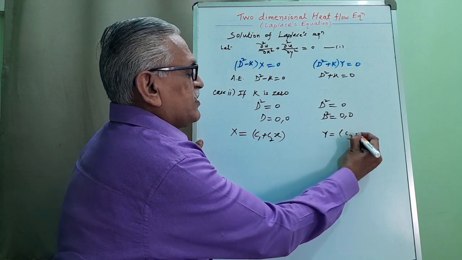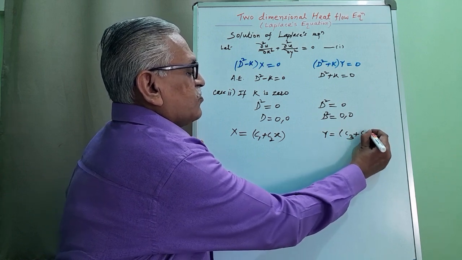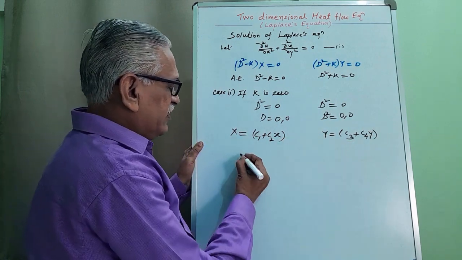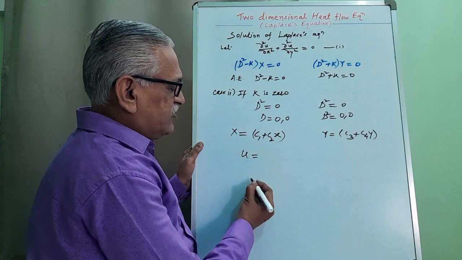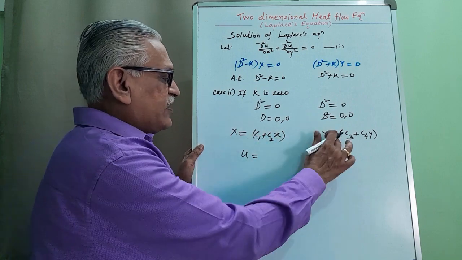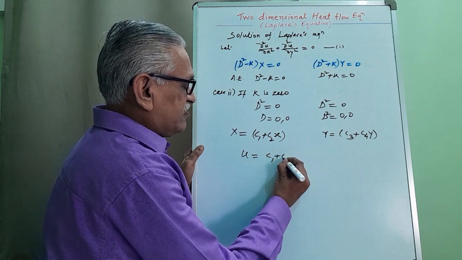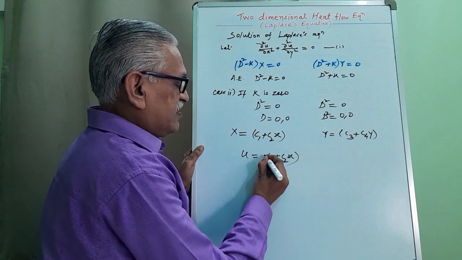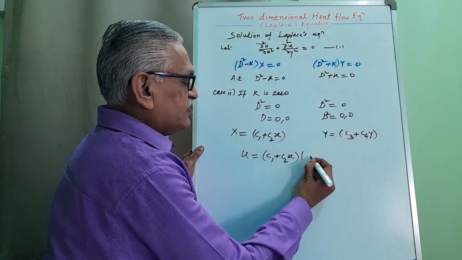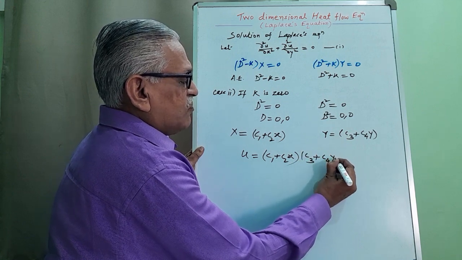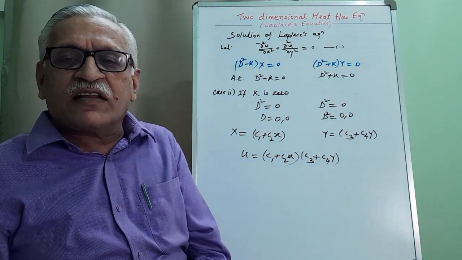C3 plus C4 y, and then substituting these two values in that equation 2, we get u equal to capital X into capital Y. X is C1 plus C2x and y is C3 plus C4 y. This is another possible solution.